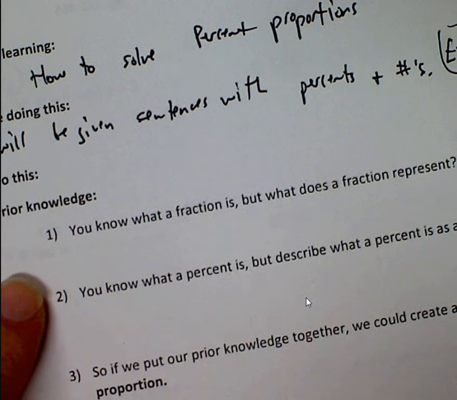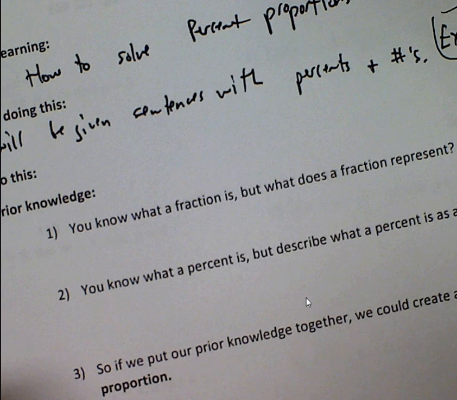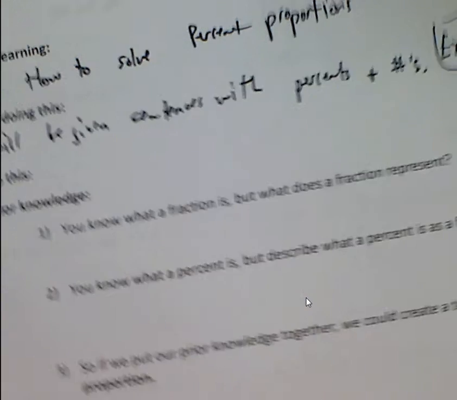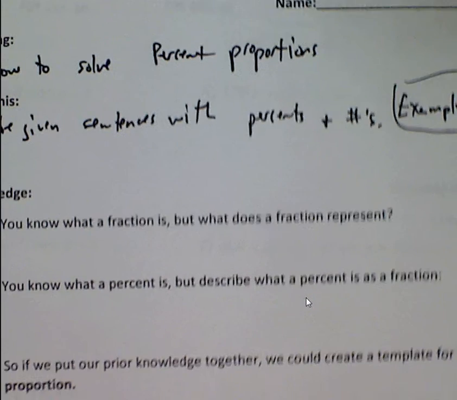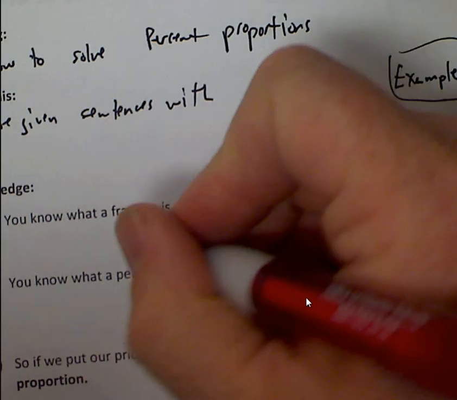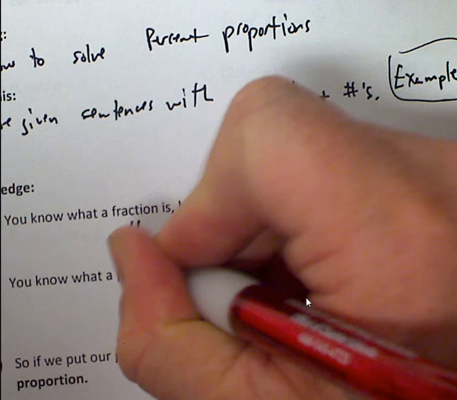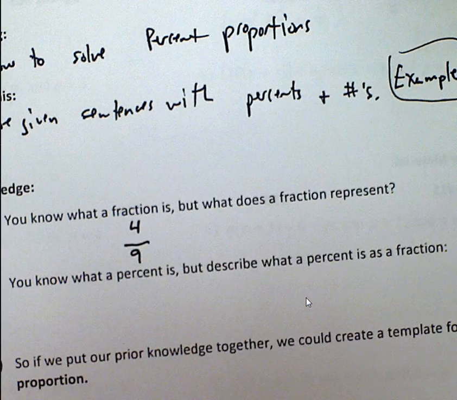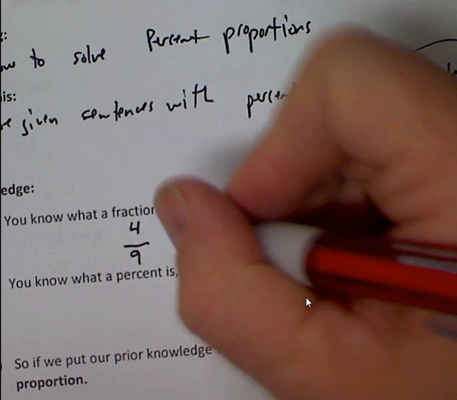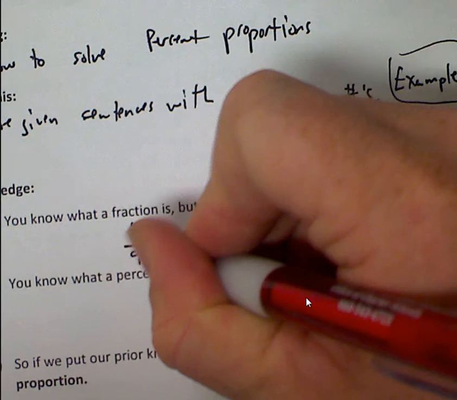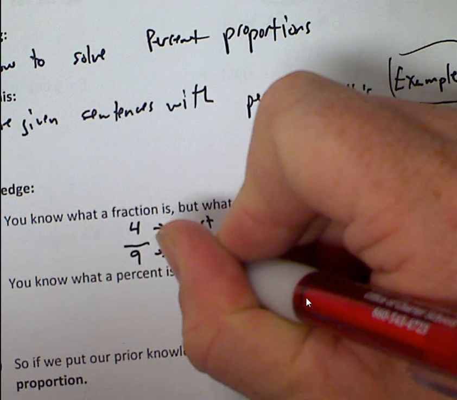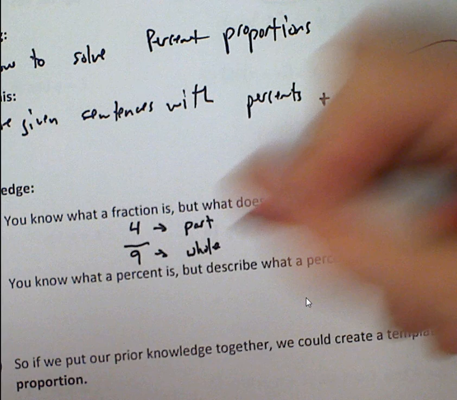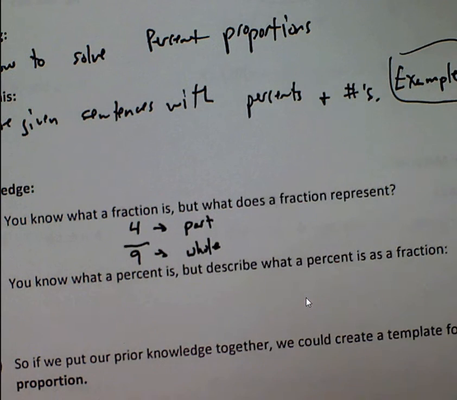Prior knowledge. So we know what a fraction is, but what does a fraction represent? A fraction is, let's say, 4 over 9. But what does 4 over 9 represent? Some of us have already been saying it in class. It is literally a part over a whole.